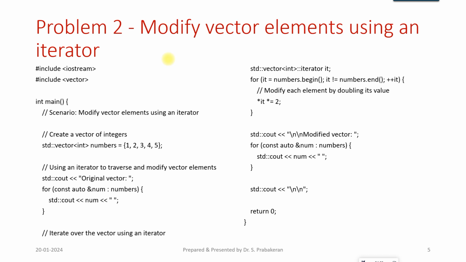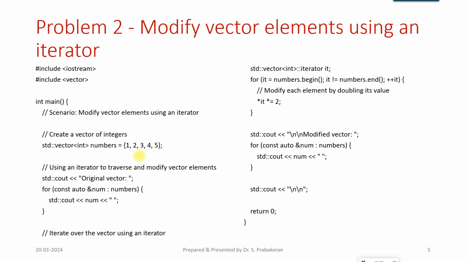Now in the second problem, we are asked to modify a vector element using an iterator. So now we will quickly move into the code part of it. We start by creating a vector of integers named numbers, again with some initial values, the same thing. Now we traverse the vector in its original order and print the elements, and then use an iterator to modify each element by doubling its value. So that's what we are going to do.